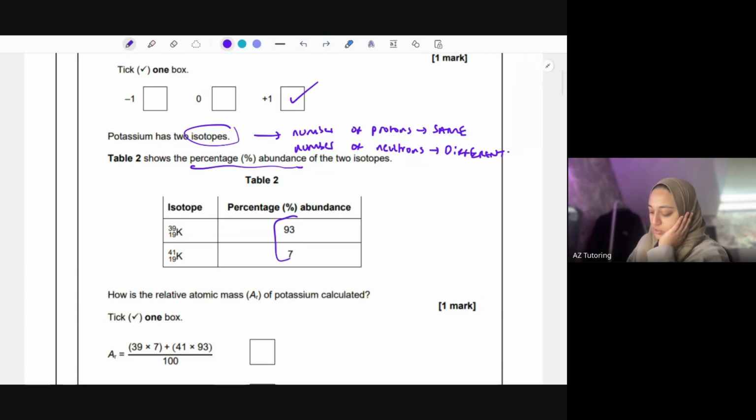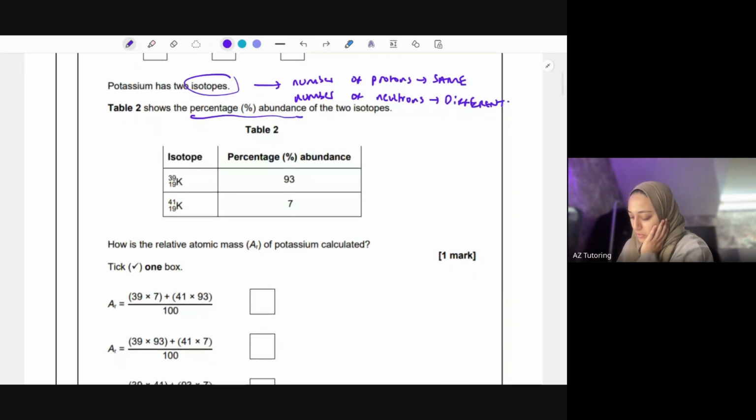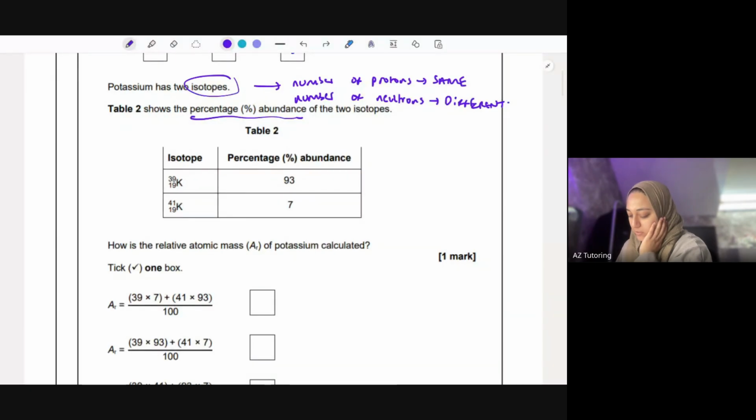So, and these percentages should always add up to 100%. So that's all of them really. You could have more than 2 as well. So it's saying, how is the relative atomic mass of potassium calculated?